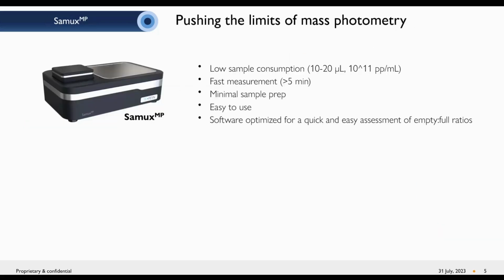This type of measurements can be done in a SamuxMP, where individual measurements take approximately 2 to 3 minutes. So 1 minute recording, and then some time for the pipetting and for finding focus on the instrument. For a single measurement, you'll need to use a very low amount of sample, more specifically 10 to 20 microliters of a sample with a concentration of about 10 to the power of 11 particles per mL. And these measurements are quite easy and fast to do.